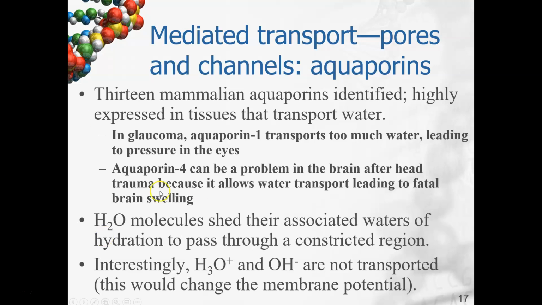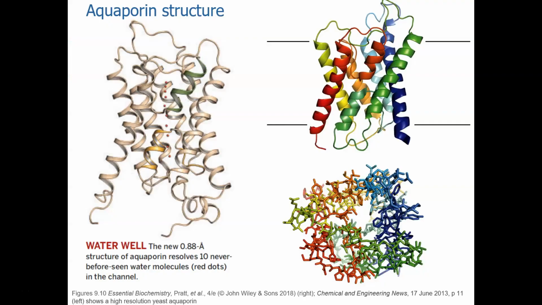The way that this works is that water molecules need to shed their associated waters of hydration. You should remember from chapter 2 that water molecules are highly hydrogen bonded. So you need to pass one water molecule at a time. The other thing is that we can't be transporting hydronium ions or hydroxide ions because this would change the membrane potential because they are charged, and also potentially the pH.